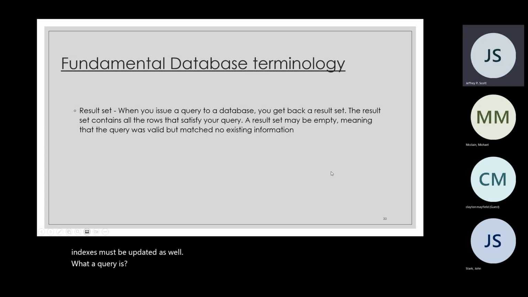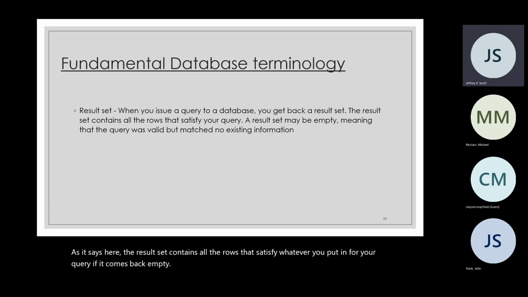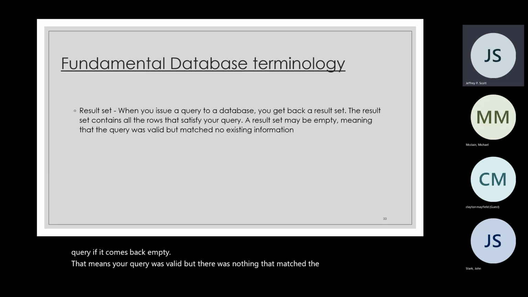You know what a query is. When you run a query, what comes back from the query is known as a result set. As it says here, the result set contains all the rows that satisfy whatever you put in for your query. If it comes back empty, that means your query was valid, but there was nothing that matched the criteria that you put in.